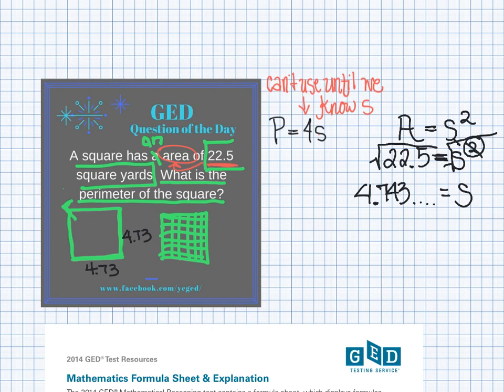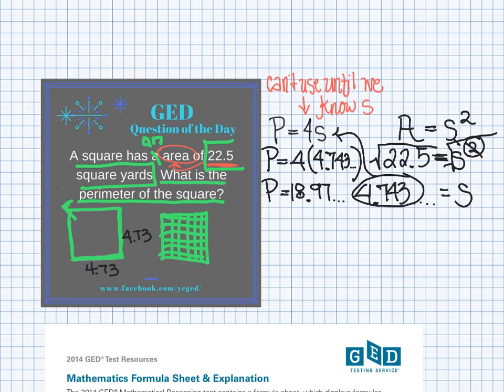And so I think the easiest thing to do is just to take this number S that I know now and plug it into the perimeter formula. So in order to find the perimeter, you're going to have to take this number that you found and multiply it by 4, because a square has 4 equal sides. So I'm just not even going to delete this number from my calculator. I'm just going to go ahead and multiply it by 4. It's important not to round your number until the end of the problem. And so I get this. The perimeter is equal to 18.97 and so on.